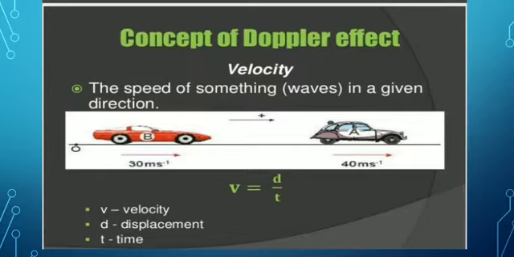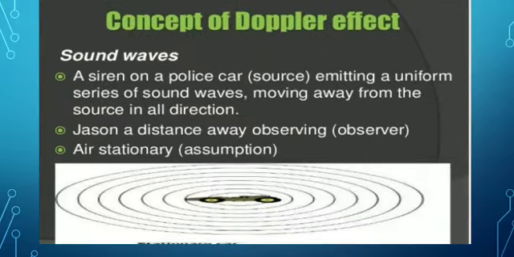Okay, students, any doubt? So we discussed frequency, wavelength, and velocity. Okay, now the concept of the Doppler effect. See, sound waves. I'll tell you a small example. A siren on a police car emits a uniform series of sound waves, right? The siren is the source, that siren only produces sound. Therefore the siren of a police car emits a uniform series of sound waves moving away from the source in all directions, right?